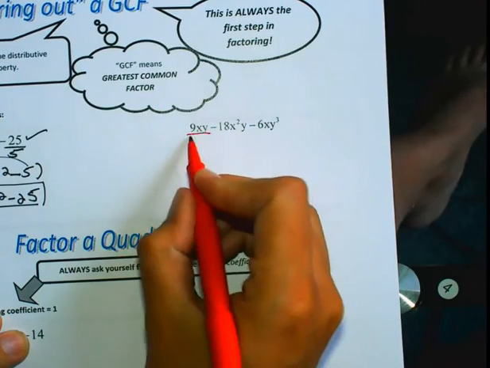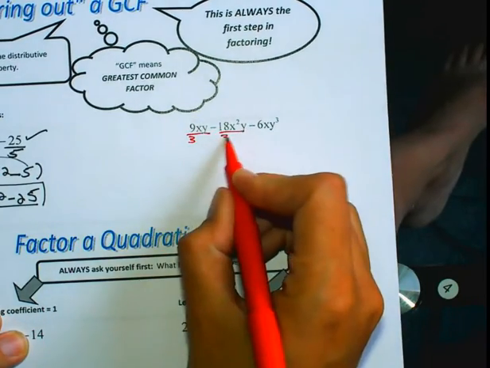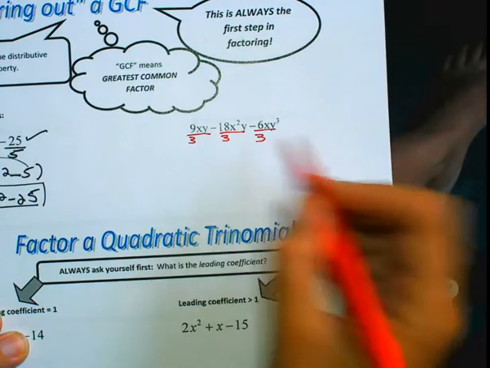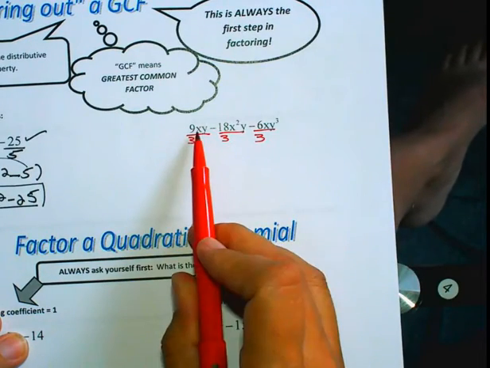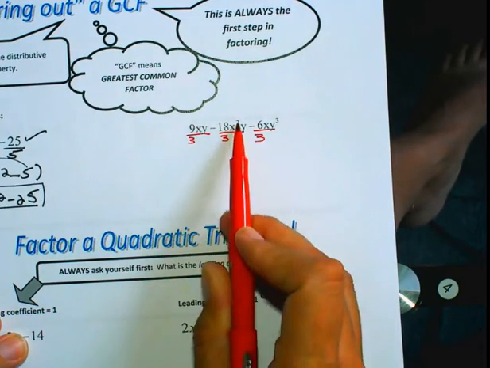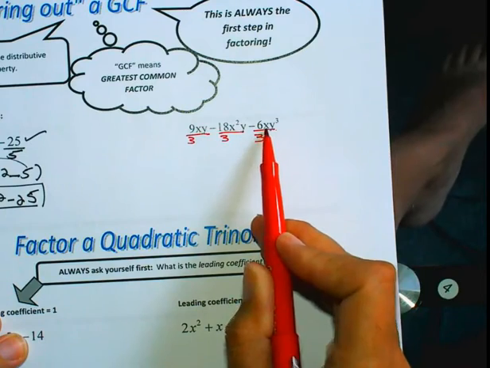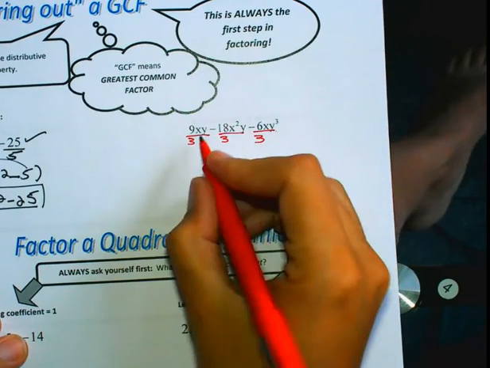3 I know I need to take out. Okay, and now I'm going to look at the variables. Let's start with x. We have 1x here, 2x's here, 1x here. So the greatest common factor is just 1x.